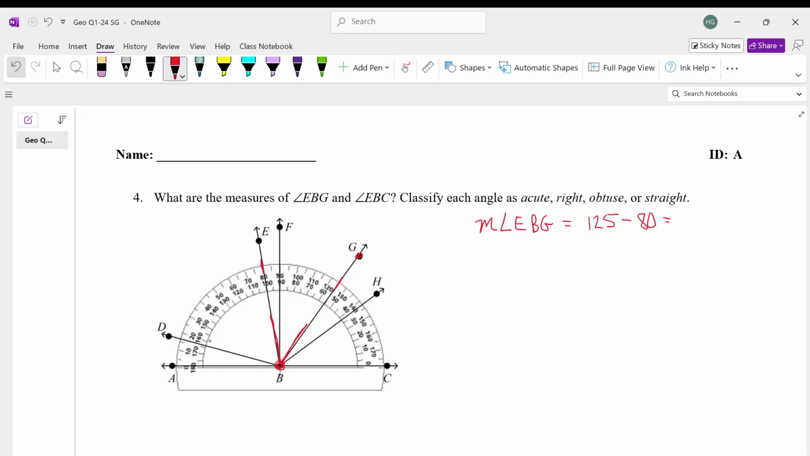You can either use the inside set of numbers or you can use the outside set of numbers. It doesn't matter which set you use, just if you pick your first number from the outside set, you have to pick your second measurement from the outside set. So if we take 125 and subtract 80, what do we get? 45 degrees. So it's a 45-degree angle. Is that acute, right, obtuse, or straight? That's acute. Good.